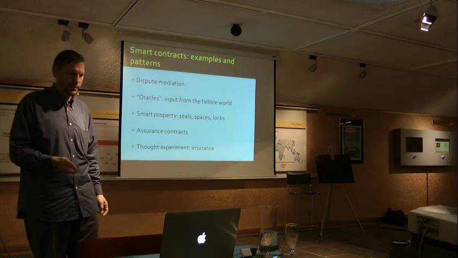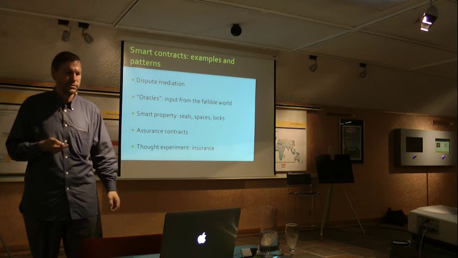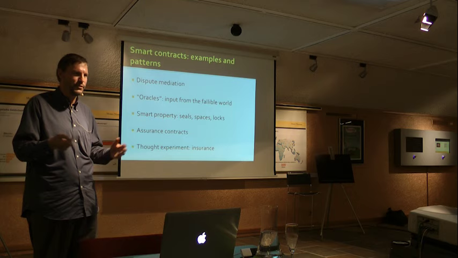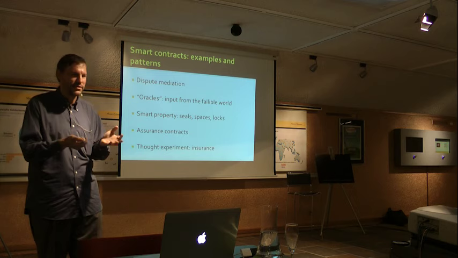So smart contracts, examples and patterns. I'm going to do dispute mediation, so-called oracles, a terrible name, but that's what they're called, input from a fallible world. You think of oracles as being omniscient or divine or something. In fact, the oracles are the weak link in the smart contract system.